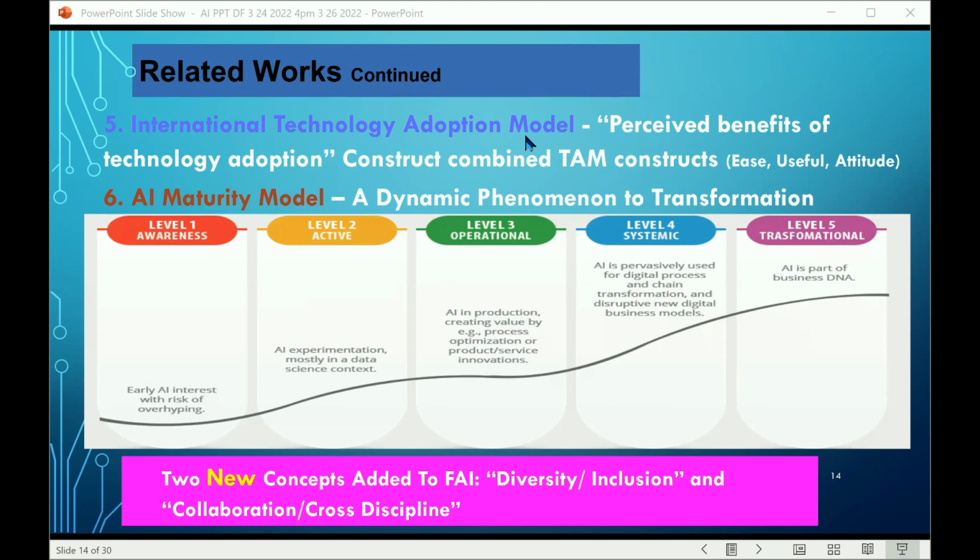AI maturity model, a dynamic phenomenon to transformation. So now we're going to go from early AI interest with risk of overhyping, which happens sometimes, all the way on over to level 5, which is AI is part of the business DNA by then. It's all in, it's easy to follow through it. Two new concepts added to FAI: diversity, inclusion, and collaboration cross-discipline.